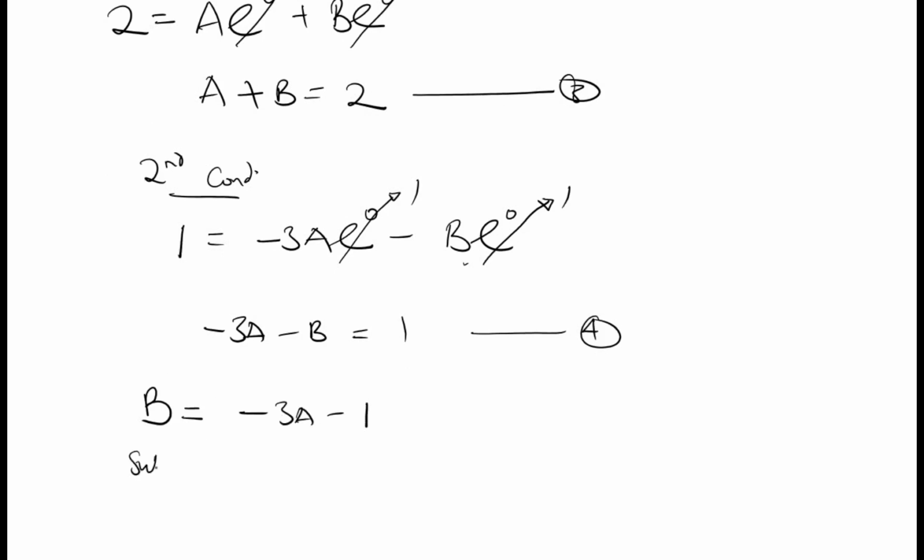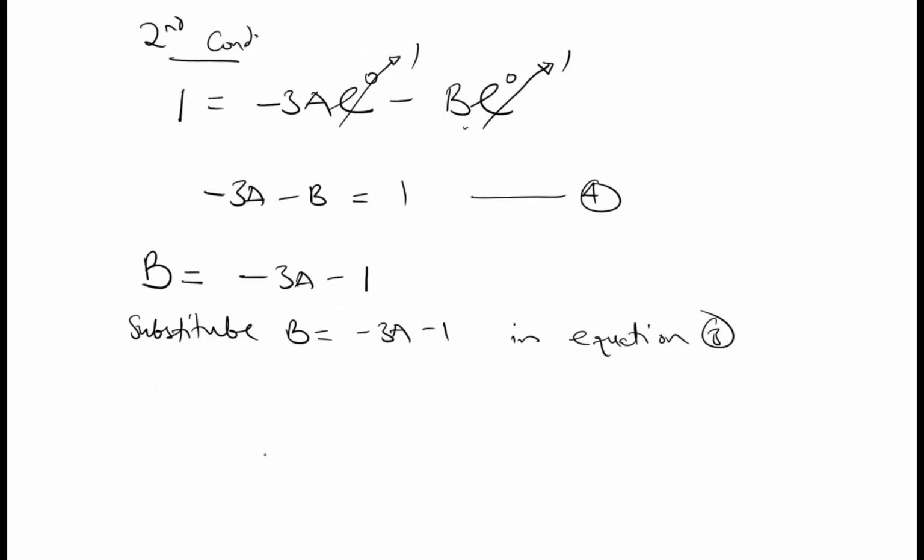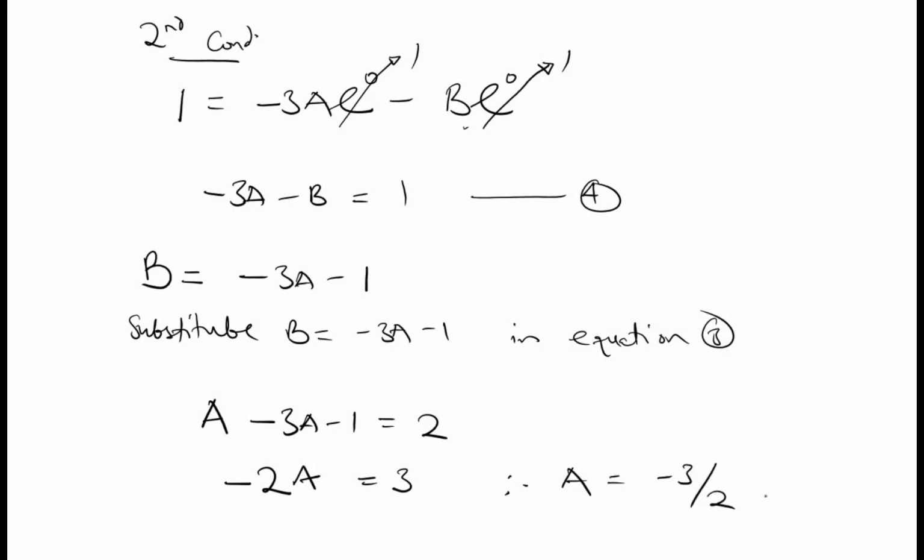Substituting this, substitute b is equal to minus 3a minus 1 in equation 3. If I substitute it, what do I have? What's my equation 3? A plus b is equal to 2. That means a plus b, my b now is minus 3a minus 1 is equal to 2. Here I have minus 2a is equal to 3, which means a is equal to minus 3 over 2. Final. Then I'm now going to find b from equation 3.